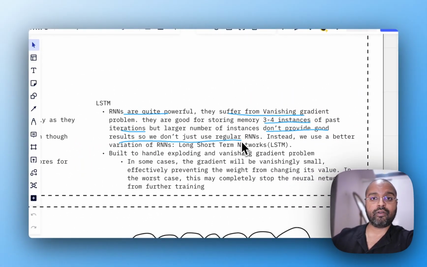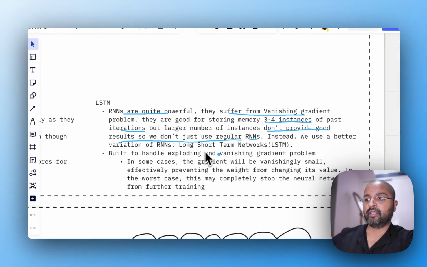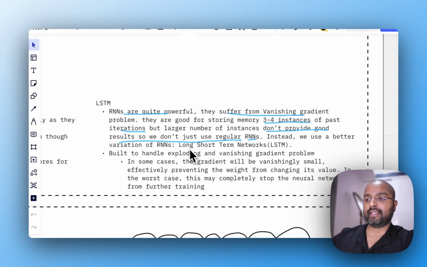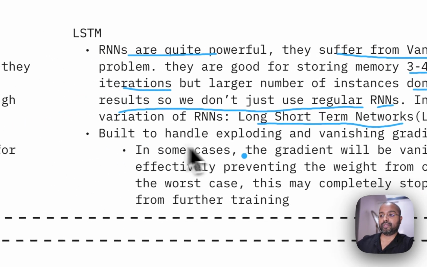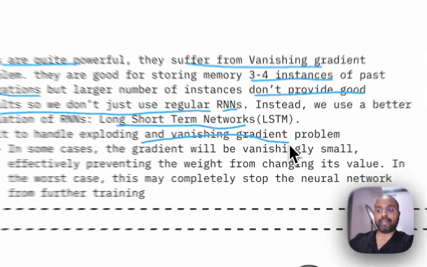So if you're working on a text summarization task, and if the summary is only based on the previous 3 or 4 words that it encounters, then that's not a good summary, because for summarizing an entire page or a paragraph, you need to look at the overall context of where each data is coming from. So instead of RNNs, we look at the next version, which is the long short-term memory networks. And this was built to handle the exploding and vanishing gradient problems.